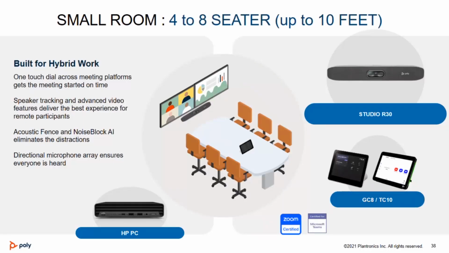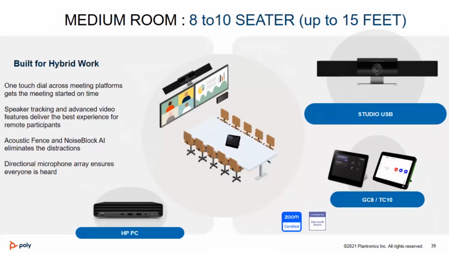So we have different types of solutions for small, medium, and larger rooms. For a small room up to 10 feet room size, we can use the R30 device with this HP PC. I will explain about the PC configuration in the next slide. The bar solution comes with speaker, camera, and mic, so we only need to integrate the PC and the TC10 or GC8 with it. Then for 15 feet room size, we can use Poly Studio with this HP PC and GC8. For this also you get acoustic fence and everything as said in Poly Studio. So it is very easy to configure and set up.